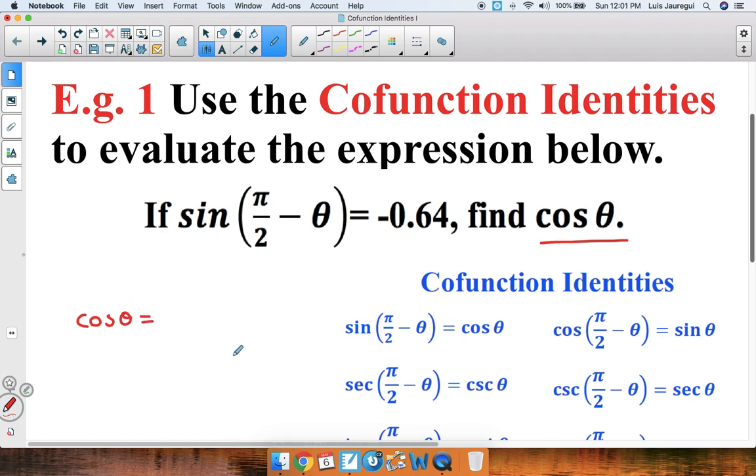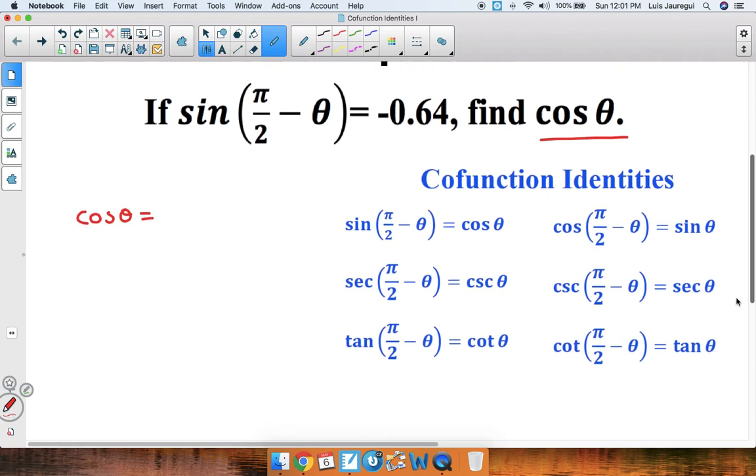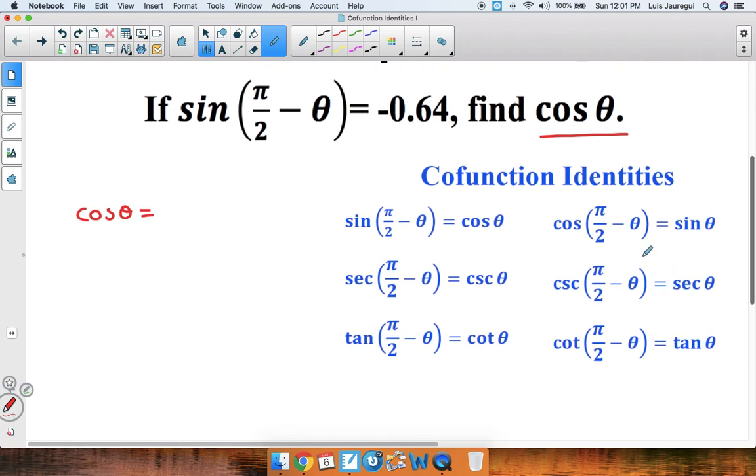The next step is to always identify which cofunction identity is relevant for us. In this case, since we're dealing with cosine of theta, notice that out of the 6 cofunction identities, the one that has cosine of theta directly for us is this first one. So we can say that cosine of theta is equal to sine of pi over 2 minus theta.